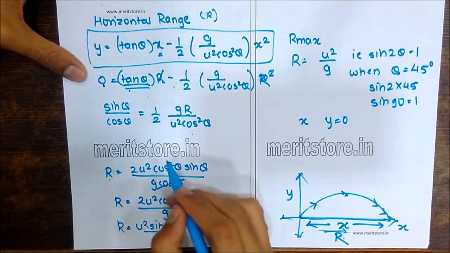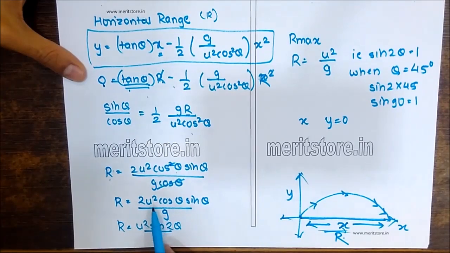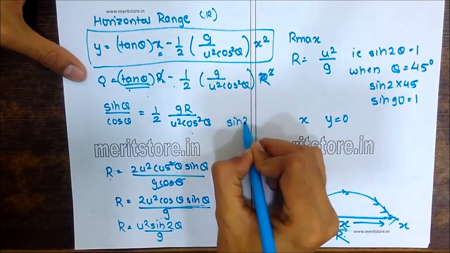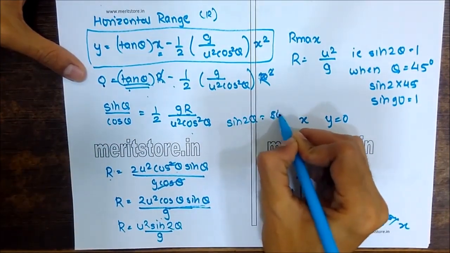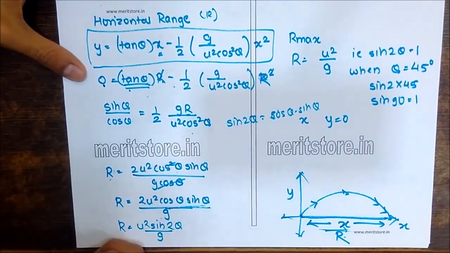Again we have two cos, one cos goes from here and another cos goes from here. What we remain with is 2 u square cos theta sin theta upon g. As cos theta into sin theta, we know sin 2 theta is equal to 2 sin theta cos theta. So we get sin 2 theta.